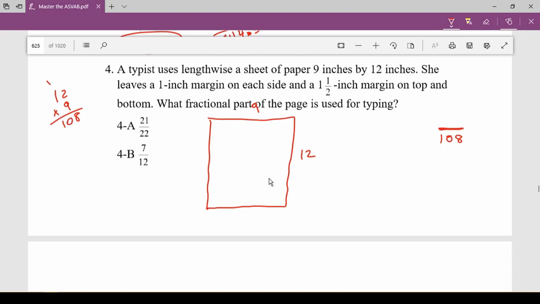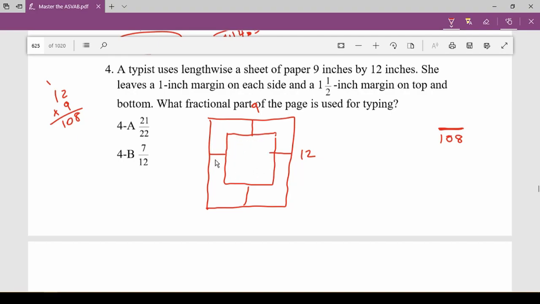Okay? And now let's add the stipulations to this problem, because we know the stipulations are going to be the numerator. So we're told she leaves a 1-inch margin on each side, so that's right here. And a 1.5-inch margin on top and bottom. So the space she's typing in really looks like this. So now we have to figure out the dimensions of this smaller space.